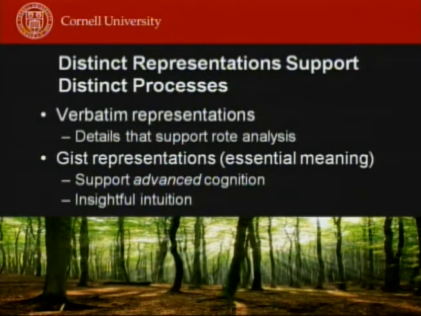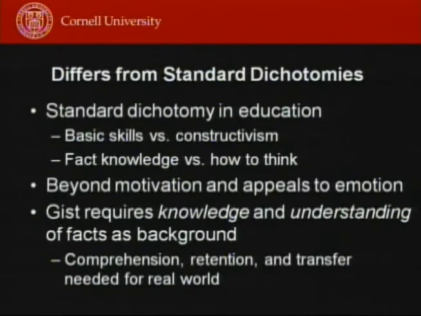So we have different kinds of representations that are based on different kinds of processing. Rote analysis is based on verbatim representations. But advanced cognition, the kind that scientists and mathematicians engage in, is actually based on this bottom line meaning, or gist. And I know that's counterintuitive. And we have lots of experiments to show that's the case.